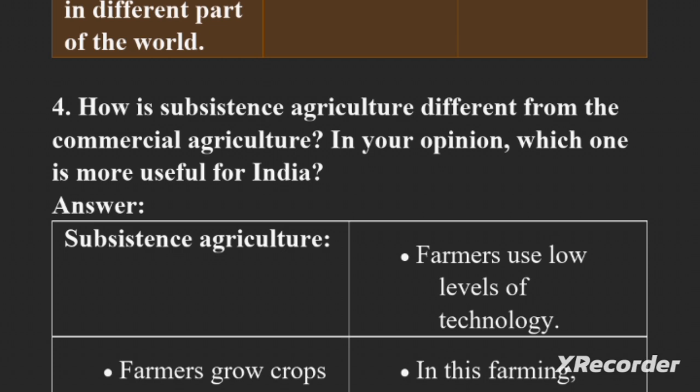Commercial agriculture, farmers use advanced levels of technology. Farmers grow crops for selling. In this farming, large land is cultivated. Huge capital is needed in this farming, and in this farming, agricultural equipment is used. In my opinion, commercial farming is more useful for India, because our economy is more or less based upon farming. So commercial is more useful for India.